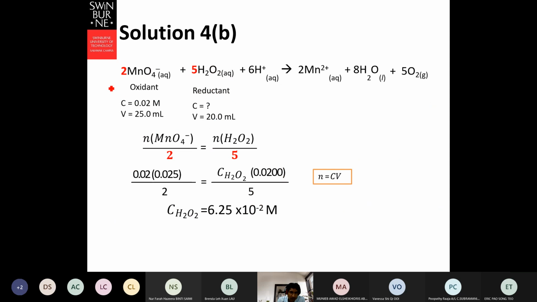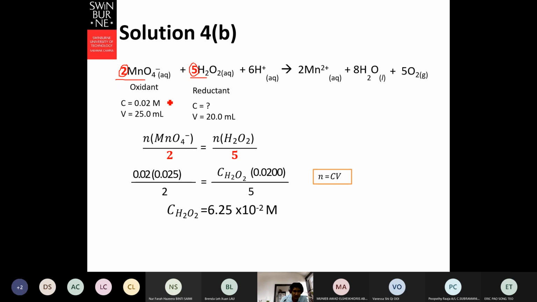So if we do the oxidation reduction reaction and balance it, 2 manganese and 5 hydrogen peroxide are needed for this reaction to fully balance out. From there we can just use the N1V1 or C1V1 and C2V2 relation, where the number of moles is 2 here and hydrogen peroxide is 5 here, right?